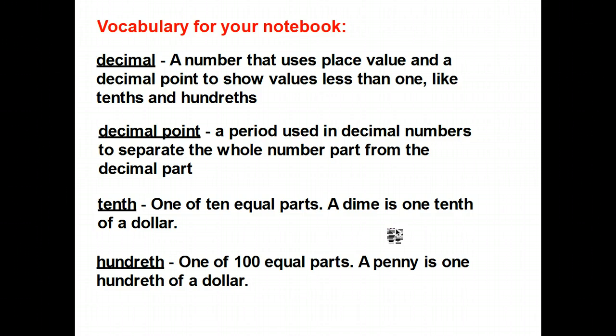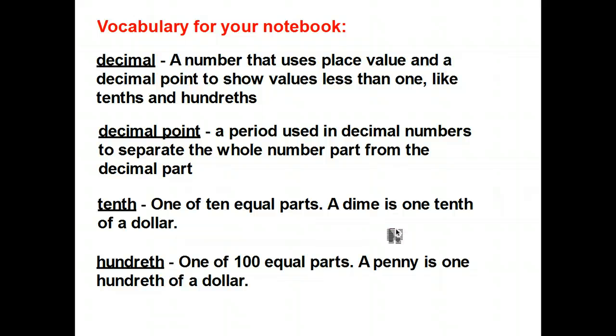Here are some basic vocabulary words you're going to need to add to your notebook. When I'm done talking about each one, if you will pause the video and jot them into the next available page in your notebook. So what's a decimal? A decimal is a number that uses place value and a decimal point to show values less than 1, like tenths and hundredths. A decimal point, you've seen them before, it's a period. We put those in decimal numbers to separate the whole number part from the decimal part.